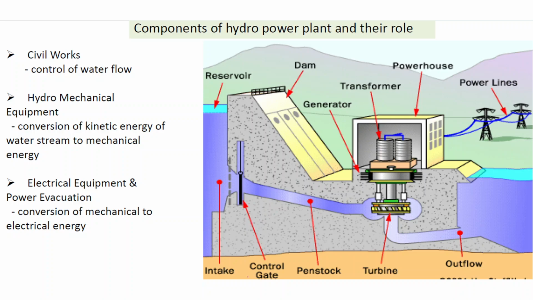Now coming on to some of the components of hydropower plant and their role. A hydropower plant consists of basically three components: the civil components, the hydromechanical equipments, and the electrical equipments. Civil work is basically all this concrete structure which is made to diversify the flow of water. If suppose this is the dam, then water needs to flow in a directed stream. To make this directed stream path, we make some kind of civil structure. All this civil structure and this powerhouse come under civil structure for the control of water.